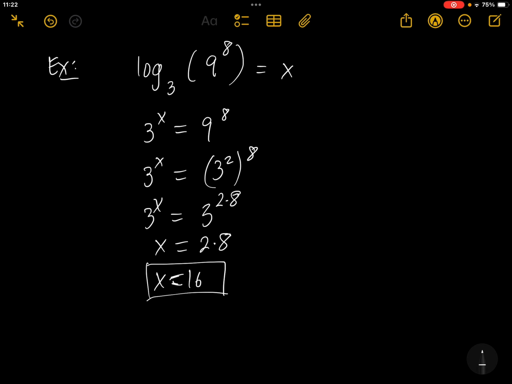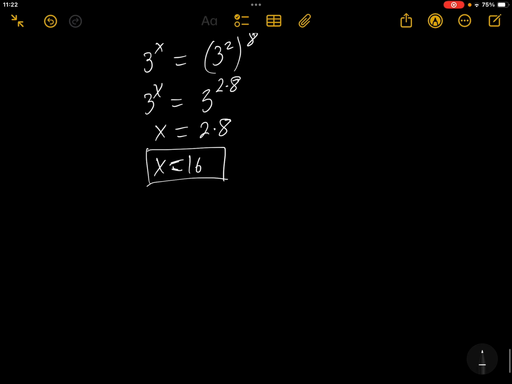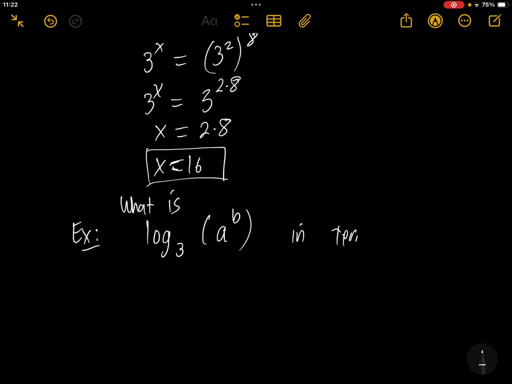Let's think about this more generally. What if I had log sub 3 of a to the b power? So what is this in terms of log sub 3 of a? It turns out there's a relationship, and let's see if we can figure out what it is.